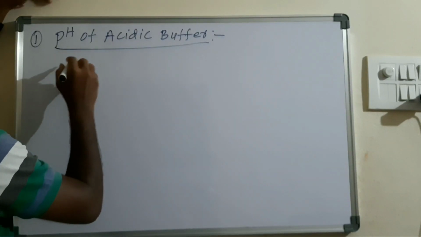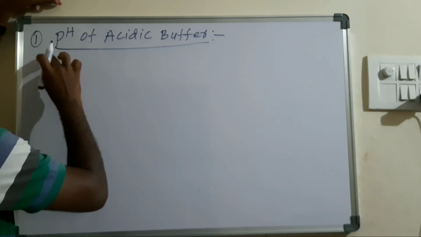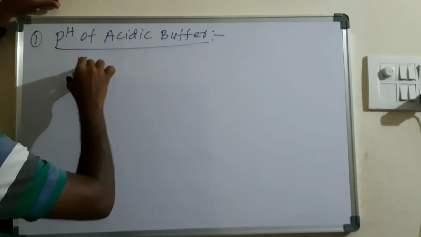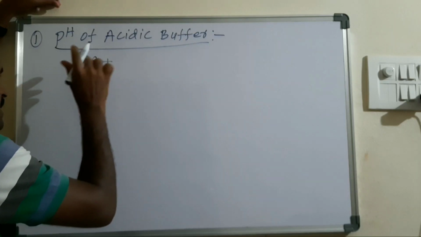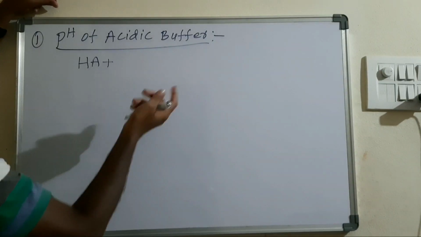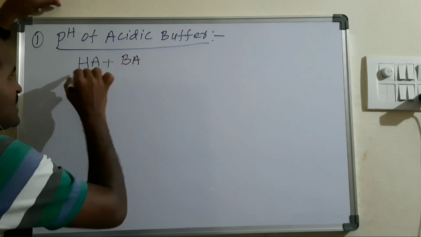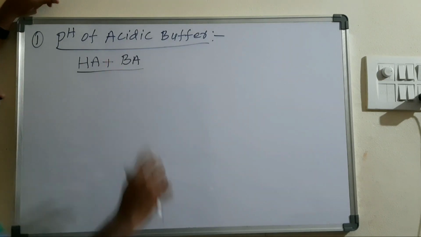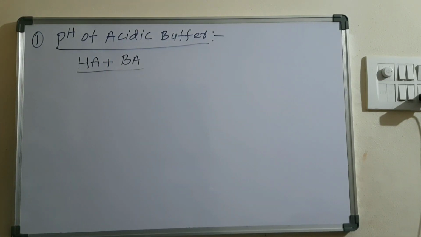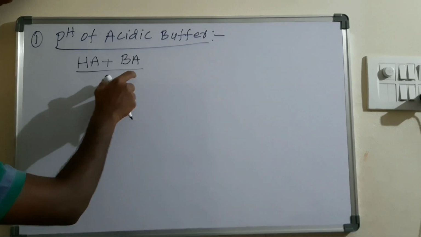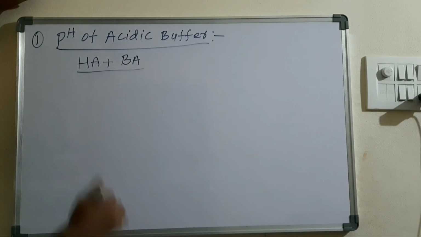I'm taking one acidic buffer, particularly a weak acid, HA. If this weak acid HA reacts with a strong base, it forms a salt, BA. BA is a salt of the weak acid HA and the strong base BOH, and this mixture acts as an acidic buffer. For this acidic buffer we need to find its pH, the pH calculation, right?